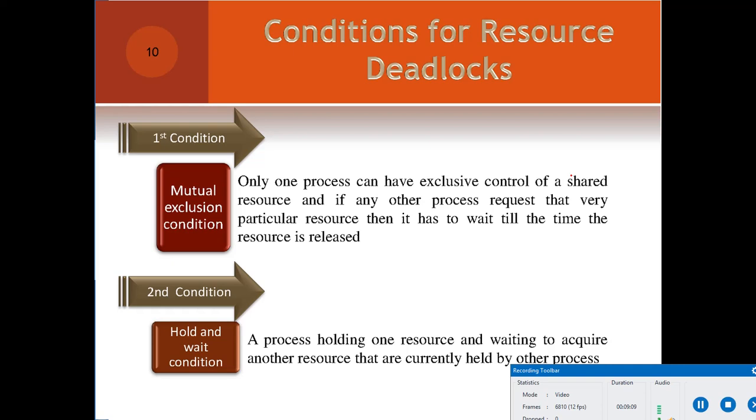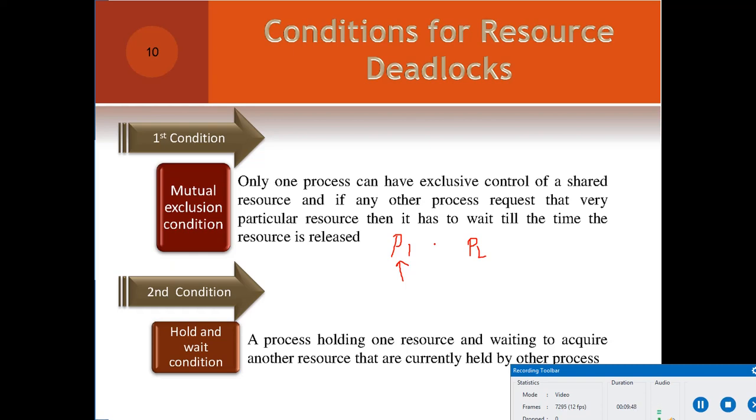If any other process requests the particular resource, then it has to wait until the process releases that resource. So for example, if P1 and P2 both need the printer and there is only one printer available with the system, let's assume the printer is given first to process P1. Processes P1 and P2 cannot hold the printer at the same time. It must be given to only one process. After finishing the task, process P1 will release the printer and then it will be allocated to P2. This is called mutual exclusion.